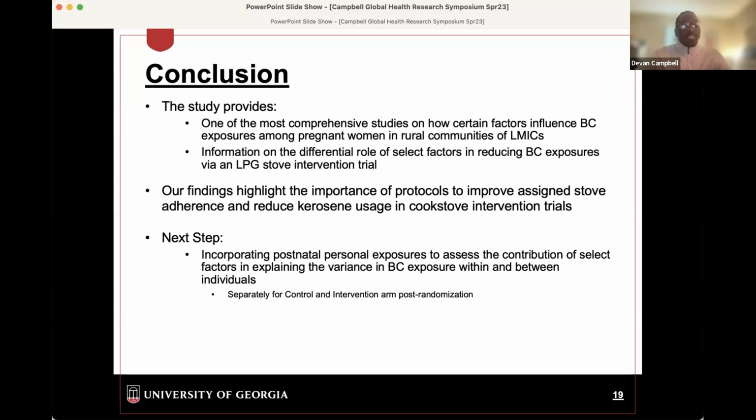And as a next step, I want to incorporate postnatal personal exposures to assess the contribution of select factors in explaining the variance in black carbon exposures, both within and between individuals. And I want to do this separately for the control and intervention arm post-randomization.